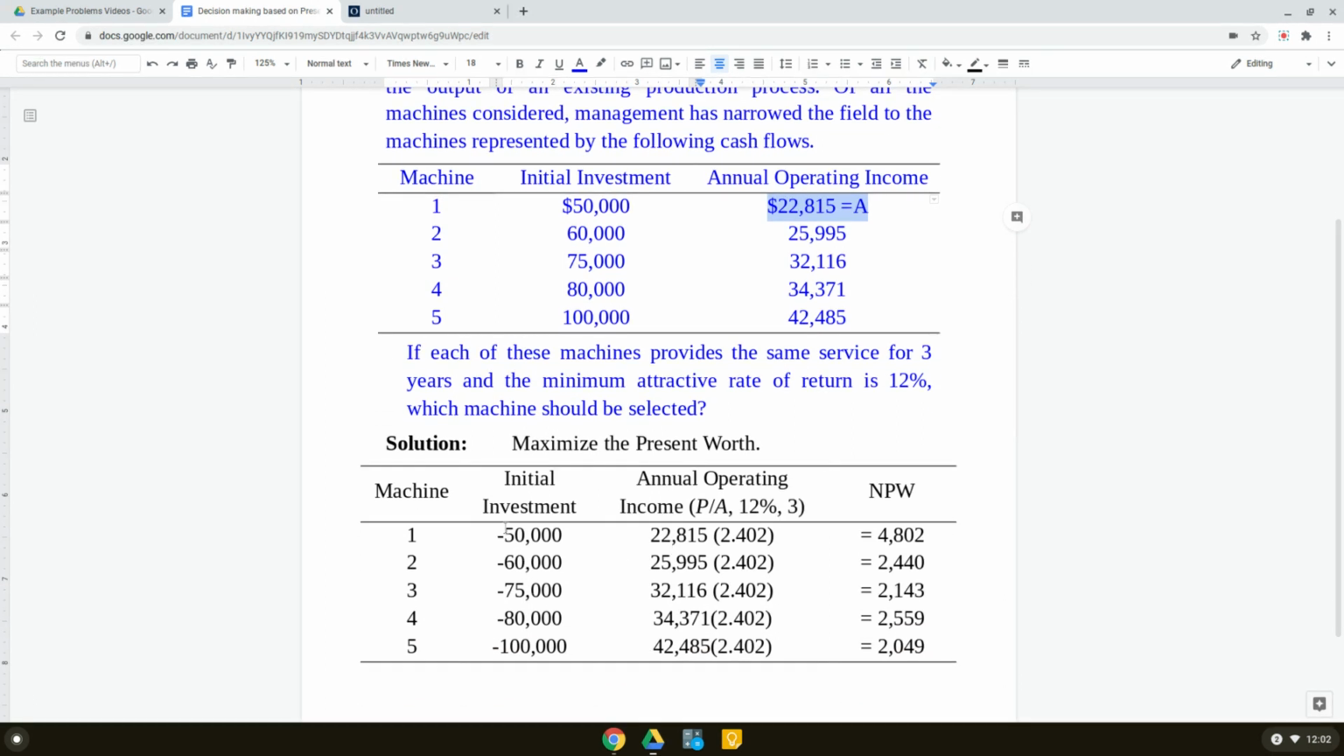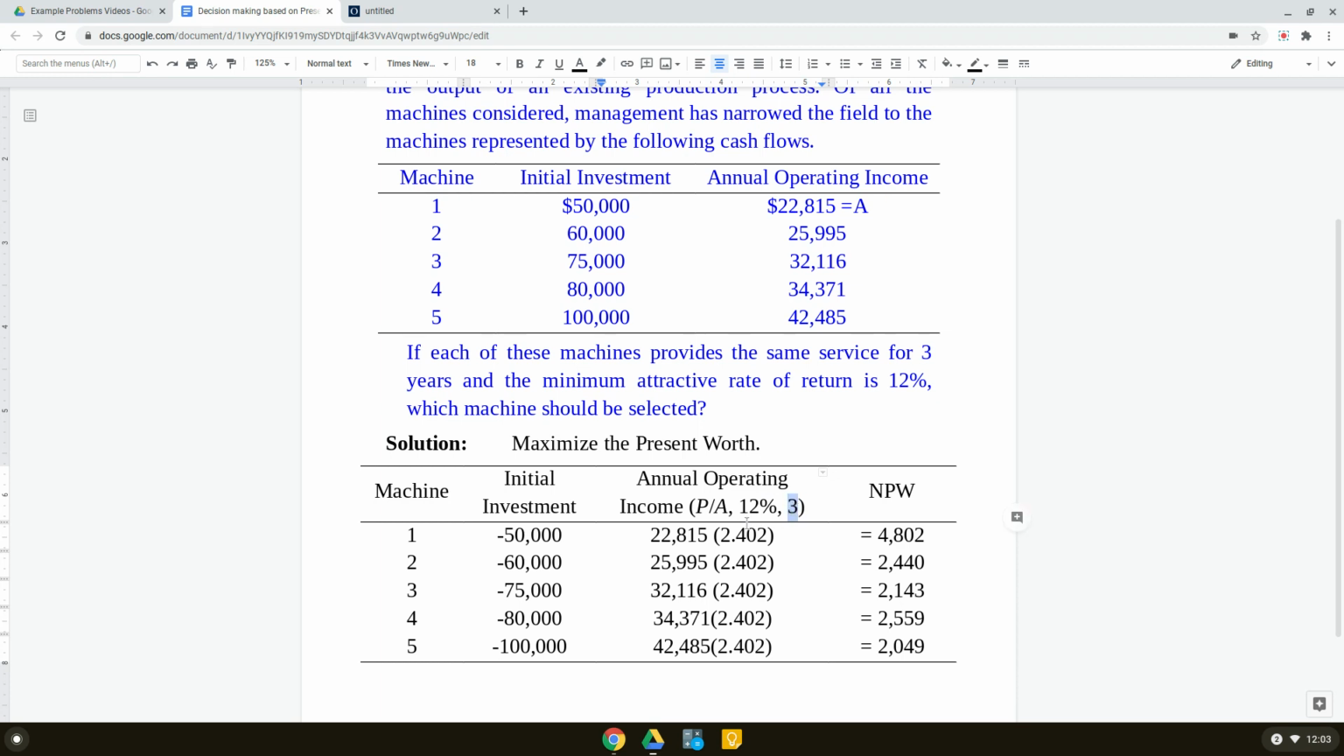So here I have summarized the table in a different format. Initial investment is all negative numbers, so I put them negative. Annual operating income, which is letter A, we need to multiply that by P given A factor to convert that A value into its equivalent P value in the same time period zero, right? So we need to multiply that by P given A factor, 12% interest rate, minimum attractive rate of return 12%, and n is equal to 3, time periods 3.